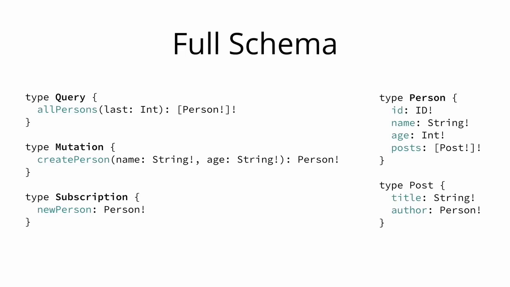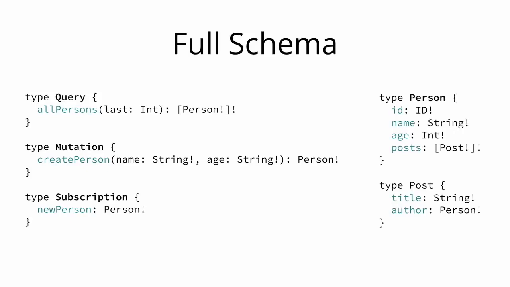Let's put it all together. Here we see the full schema that defines all the capabilities of our API. It's based on the model of the person and the post types, and then we also define the 3 root types that we just discussed.